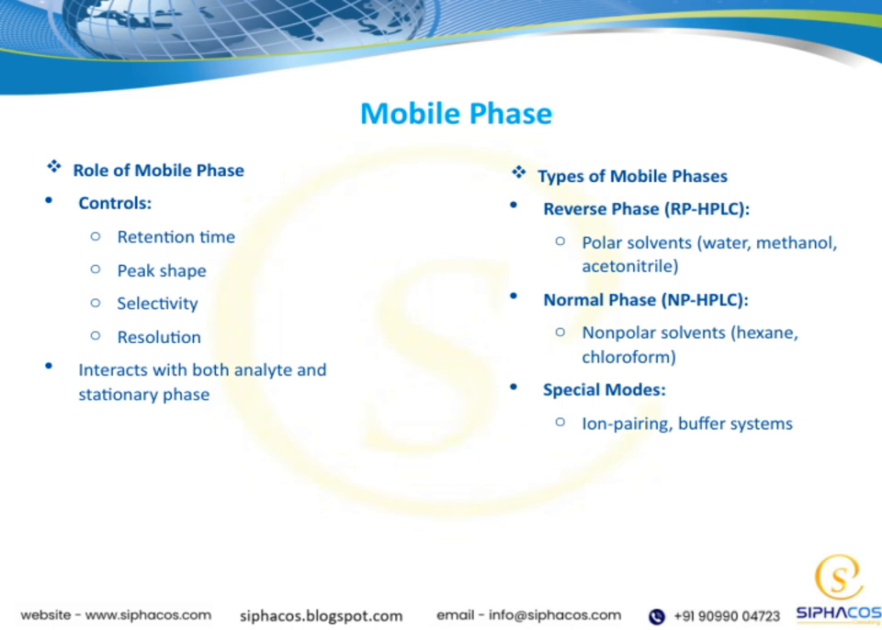Now, the mobile phase itself plays a crucial role in chromatography. It interacts with both the analyte and the stationary phase, which is what makes the separation possible. It controls several important parameters, including retention time, the time it takes for a compound to pass through the system, and peak shape, which affects how clearly we can distinguish different analytes. It also influences the selectivity, meaning how well the method can differentiate between similar compounds, and the resolution, which is about how sharply separated the peaks are. By adjusting the mobile phase composition, we can fine-tune these factors to optimize our separation process.